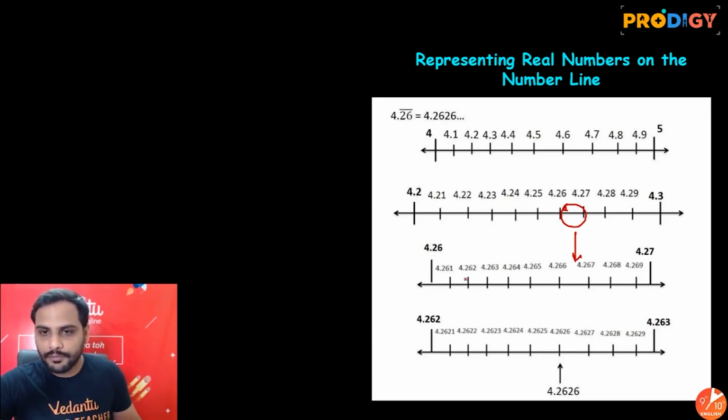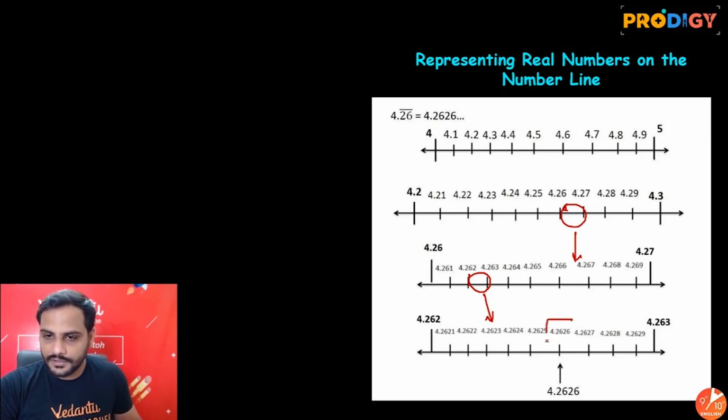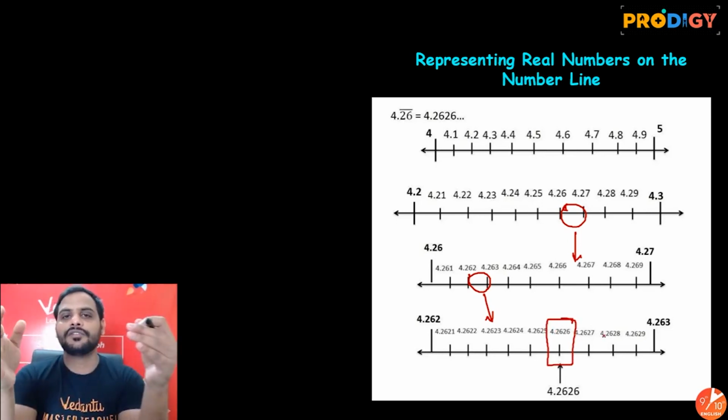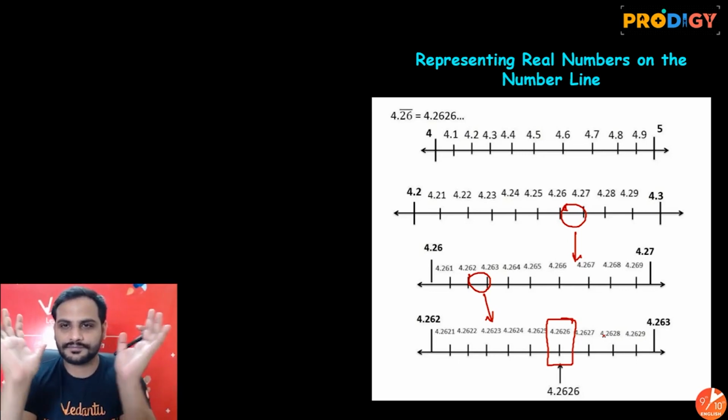Now I want to find out 4.262, 4.2626. So between this part, more than 4.262 but less than 4.263. Write it over here. 4.262, 4.2621, 4.2622, 4.2623. So this way here you have got 4.2626. So this is called successive magnification. We keep on zooming. We keep on zooming.